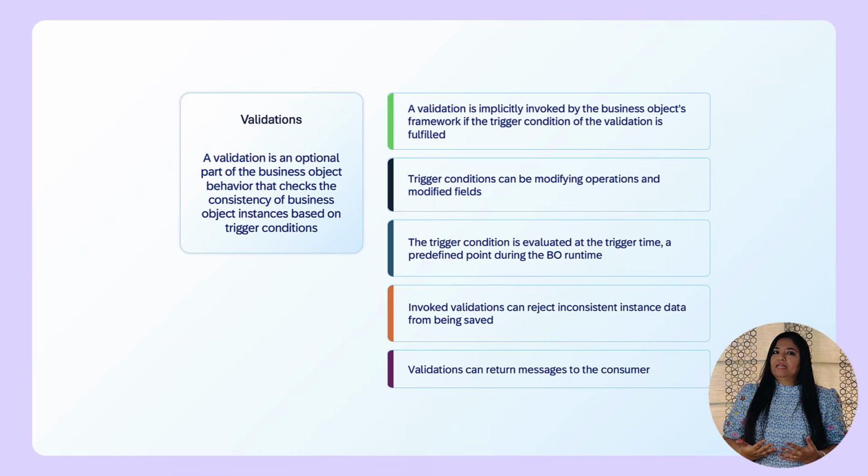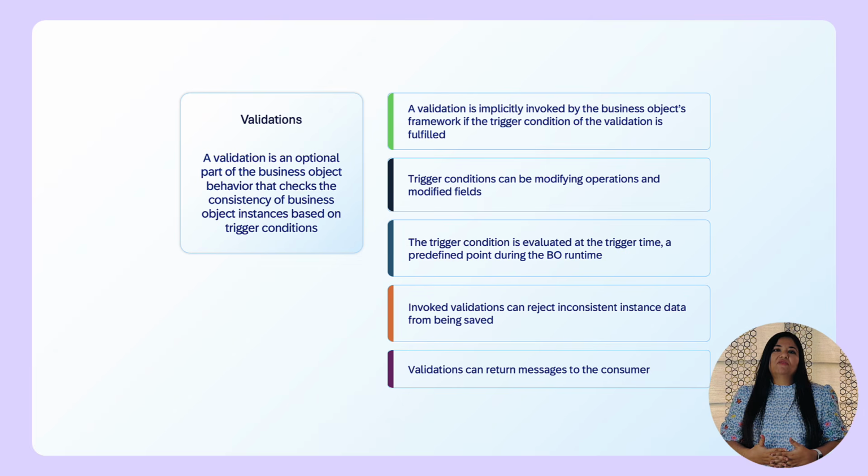Validations are not manually called, but they are automatically triggered by the RAP framework, and they run only when specific trigger conditions are fulfilled. The conditions could be create, update, or delete for the fields specified for validation. Validations are executed at a predefined point in the business object lifecycle called the trigger time. In RAP, this is during the save sequence or on save.